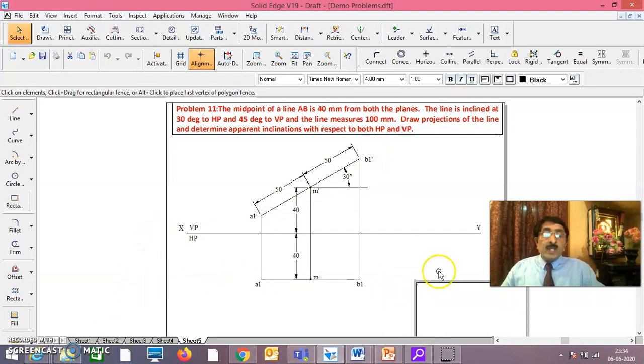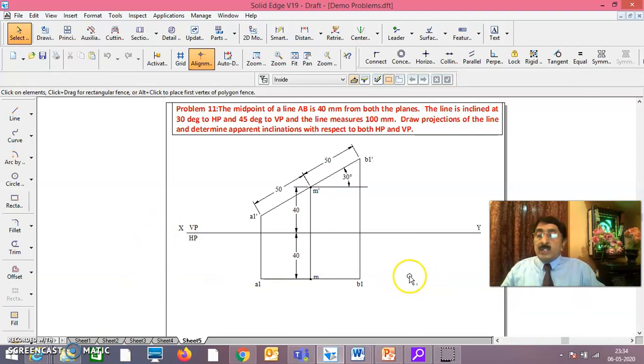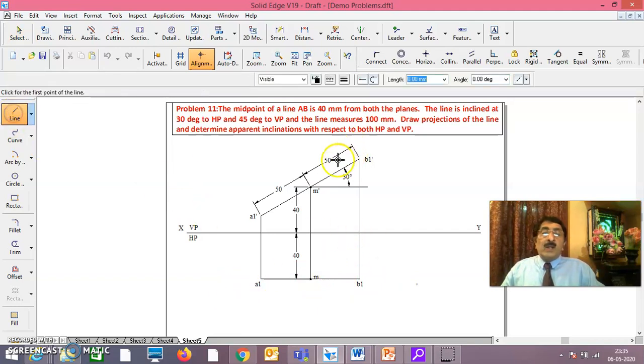Now if you look at this, this is the true length. The corresponding other view is parallel to XY line. This you should clearly know. If true length is found on VP, the corresponding other view should be parallel to XY line. Now the line is inclined at 45 degrees to VP also. But before that, we'll do one thing. We'll draw the locus, since I told you it's a double locus problem.